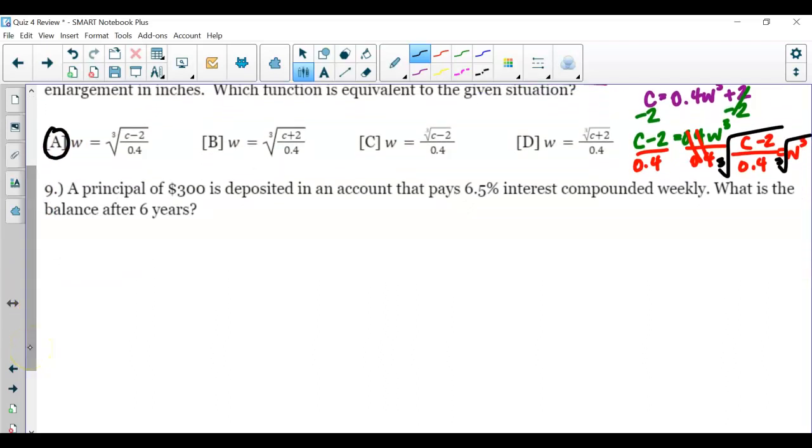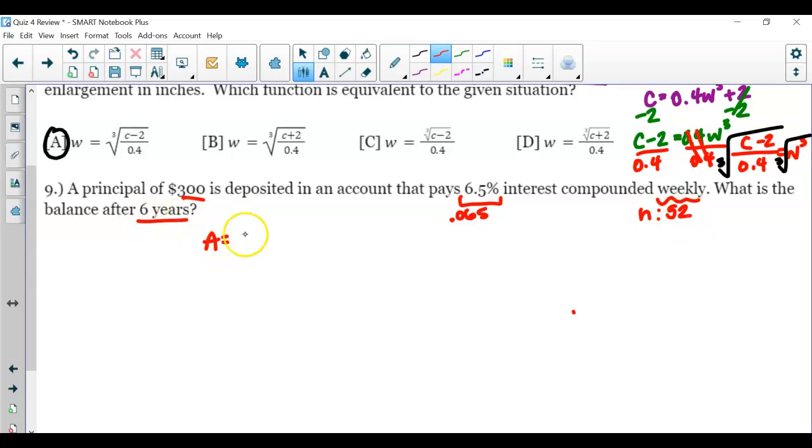Now question number 9. Here we have another application. So we have a principal amount of $300 deposited into the account with 6.5% interest, or 0.065, compounded weekly. So that means now we have a value for n, and there are 52 weeks. So n is equal to 52. What is the balance after 6 years?